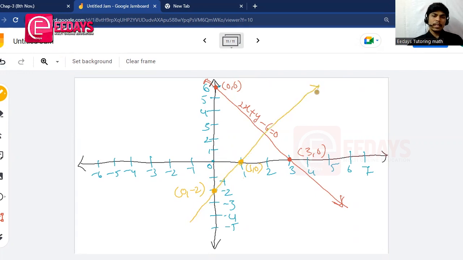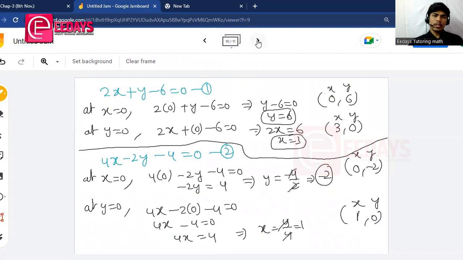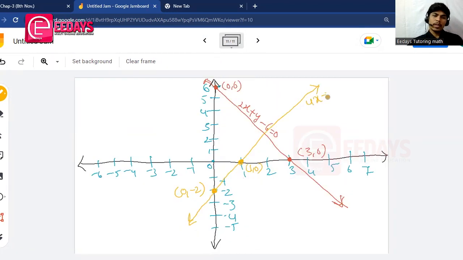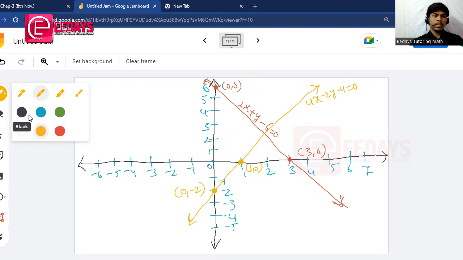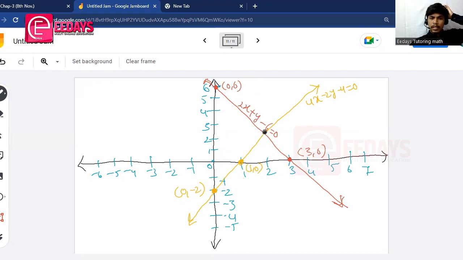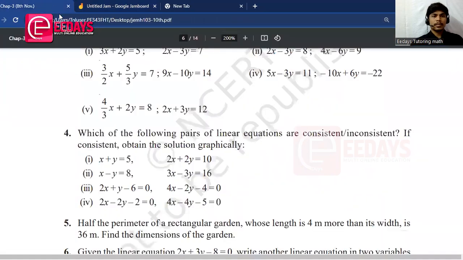Okay, somewhere it is intersecting this line, 4x minus 2y minus 4 is equal to 0. Where the two lines meet, they meet at this point, which comes under (2, 3). If we approximately take (2, 3), they are meeting at one single point. They don't ask anything else, so they just want the graphical representation. All right.